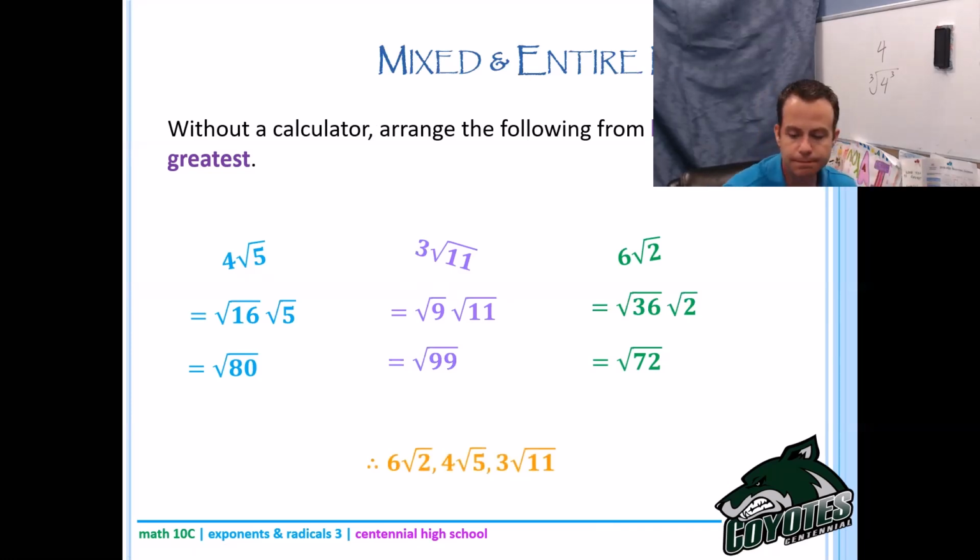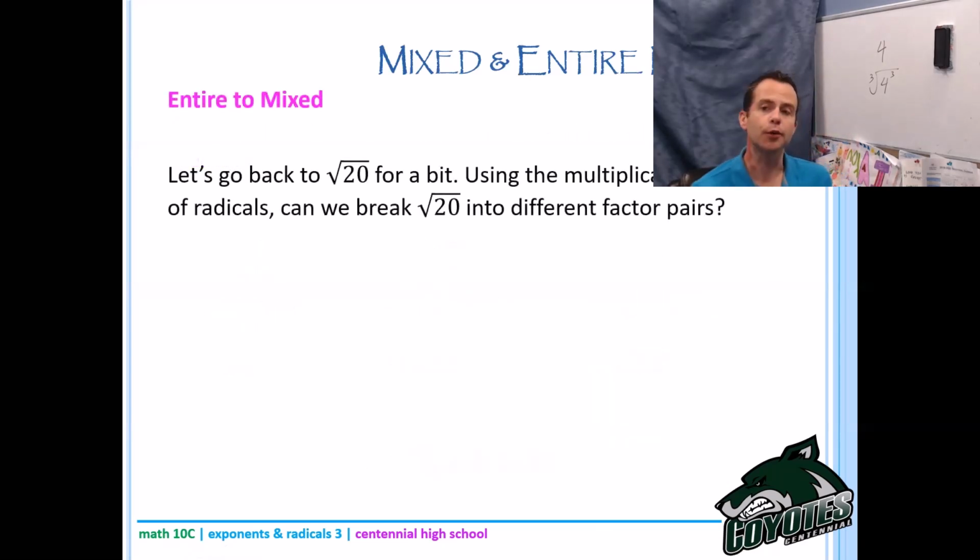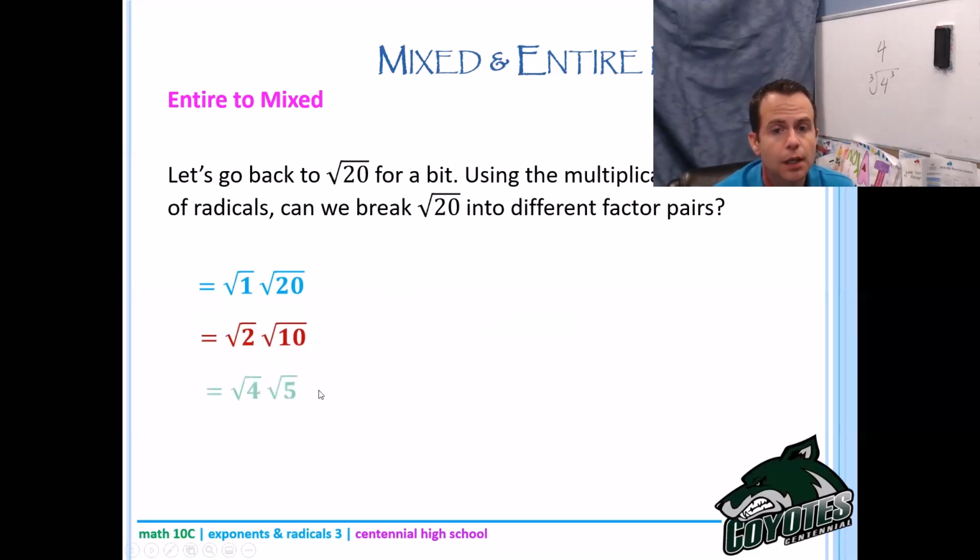Okay, next up. We're gonna try and go the other way, which is entire to mixed now, okay? So, I'm gonna go back to root 20. Using the multiplication property of radicals, can we break root 20 into different factors? Well, think about what times what would give me 20. I could do root 1 times root 20, because 1 times 20 is 20. I could do root 2 times root 10, because 2 times 10 is 20. I could do root 4 times root 5, because 4 times 5 is 20, and that's actually all I could do. Those are all the factors of 20, okay?